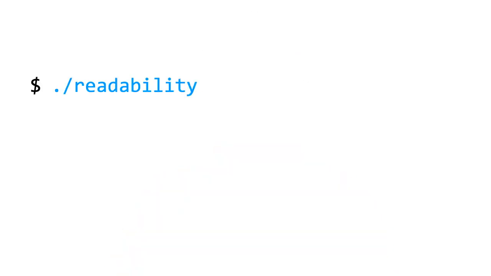Let's take a look at readability. In readability, your task is going to be to write a program in C that can take some text and assess the approximate reading level of that text. So for example, you might run your program as ./readability.